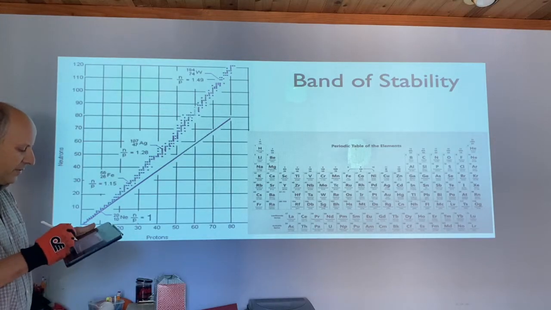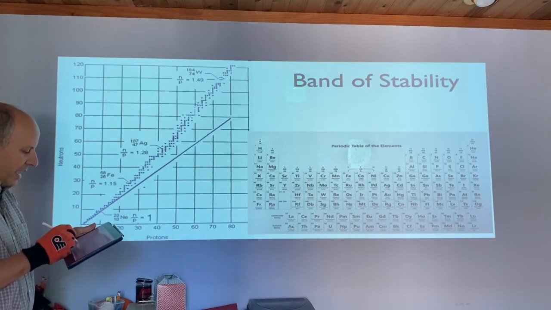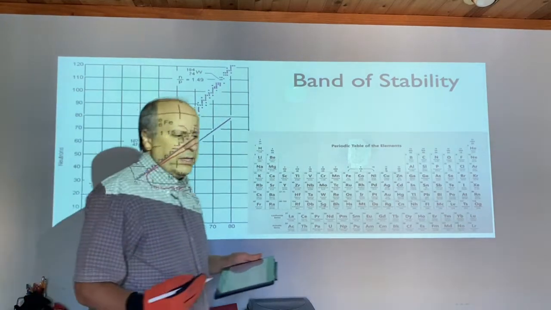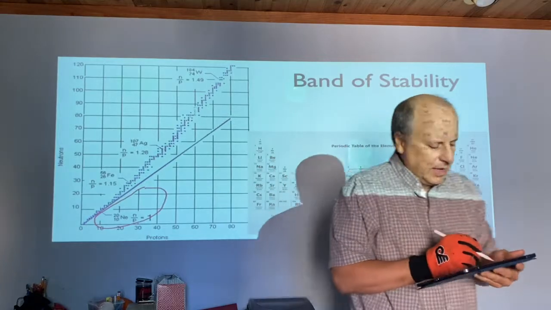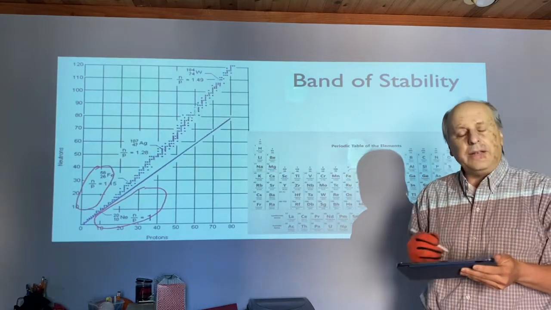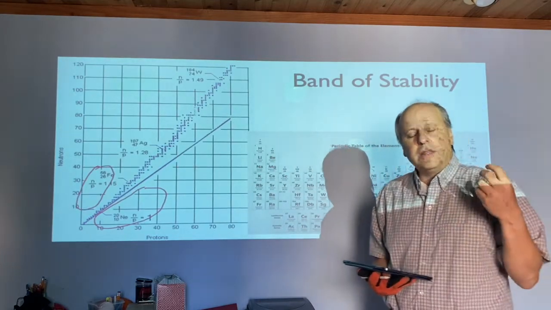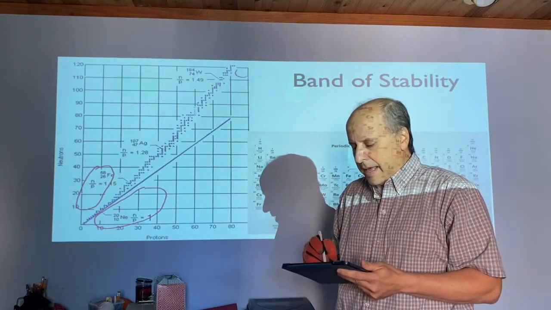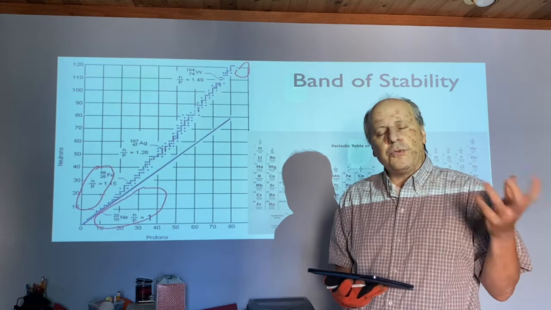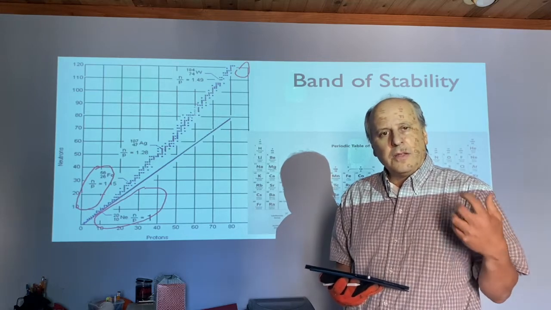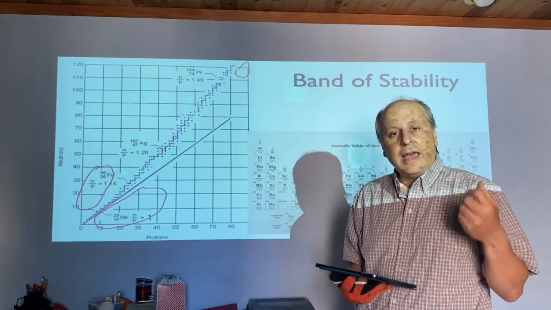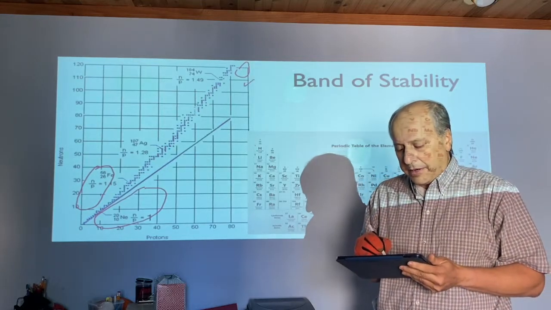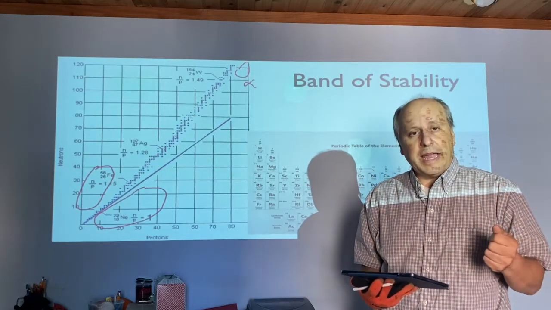And the key thing to remember is if you have too many protons, one of the protons will turn into a neutron. If you're on this side, you have too many neutrons, and one of the neutrons will turn into a proton. Then if you're way out here, you just have too big of an isotope, and that isotope will decay by giving off an alpha particle. That was our alpha decay.